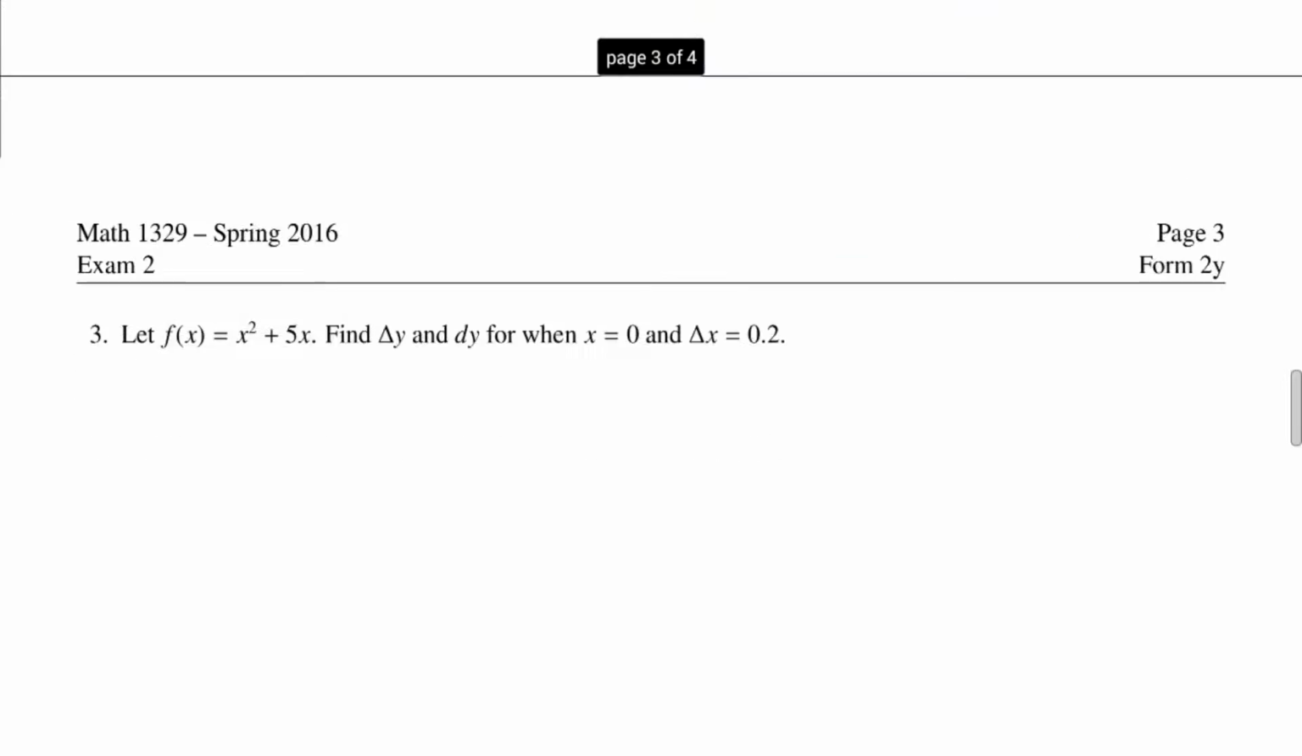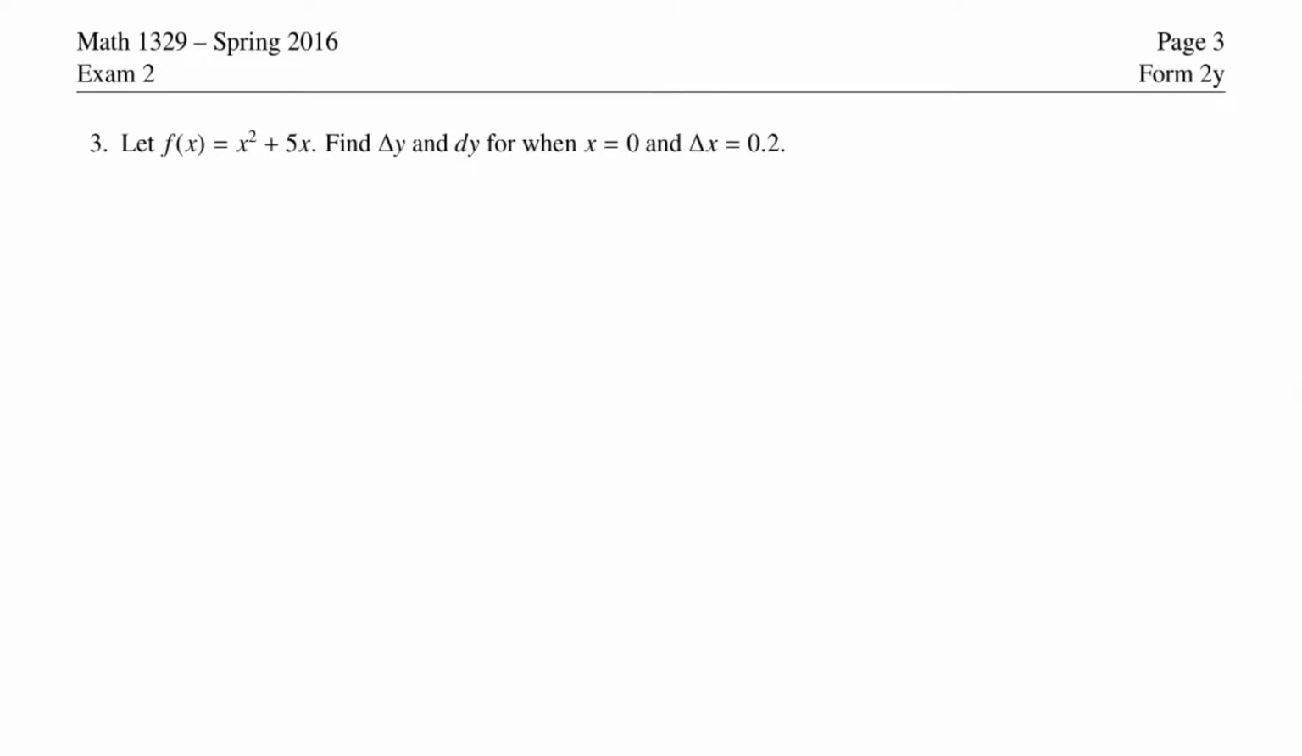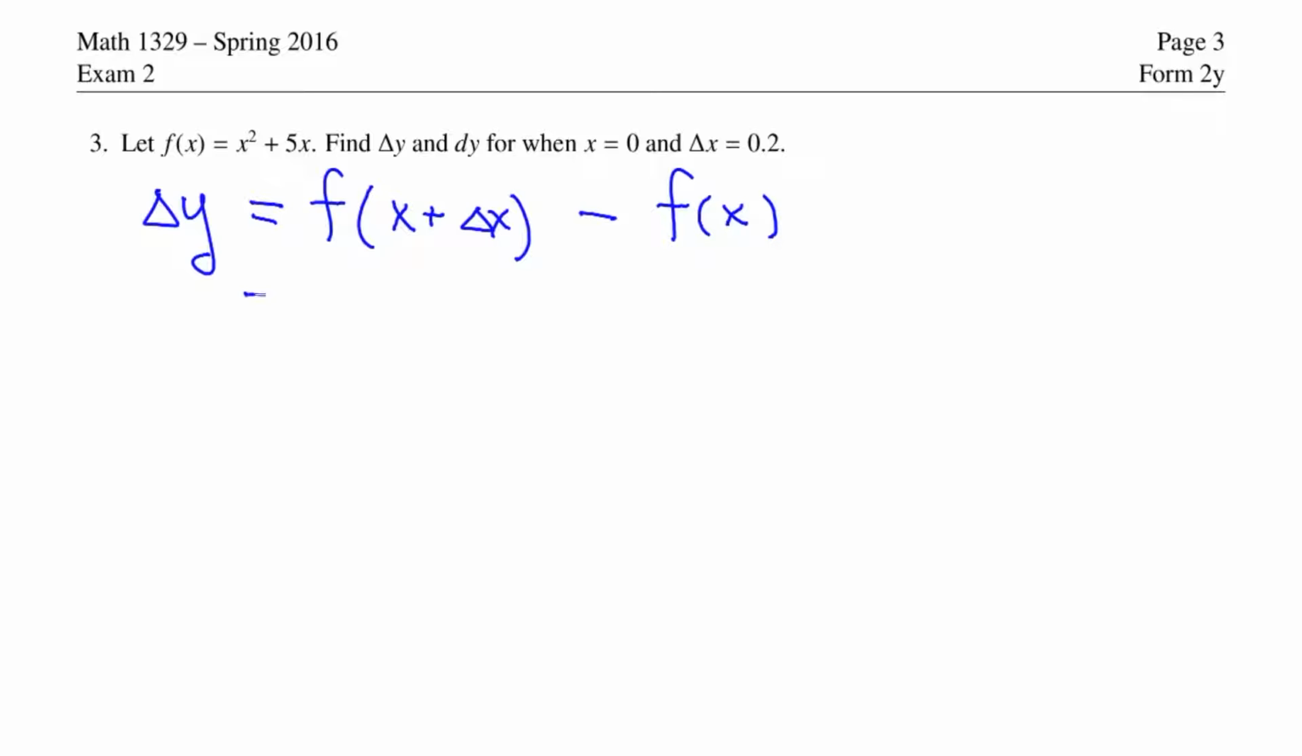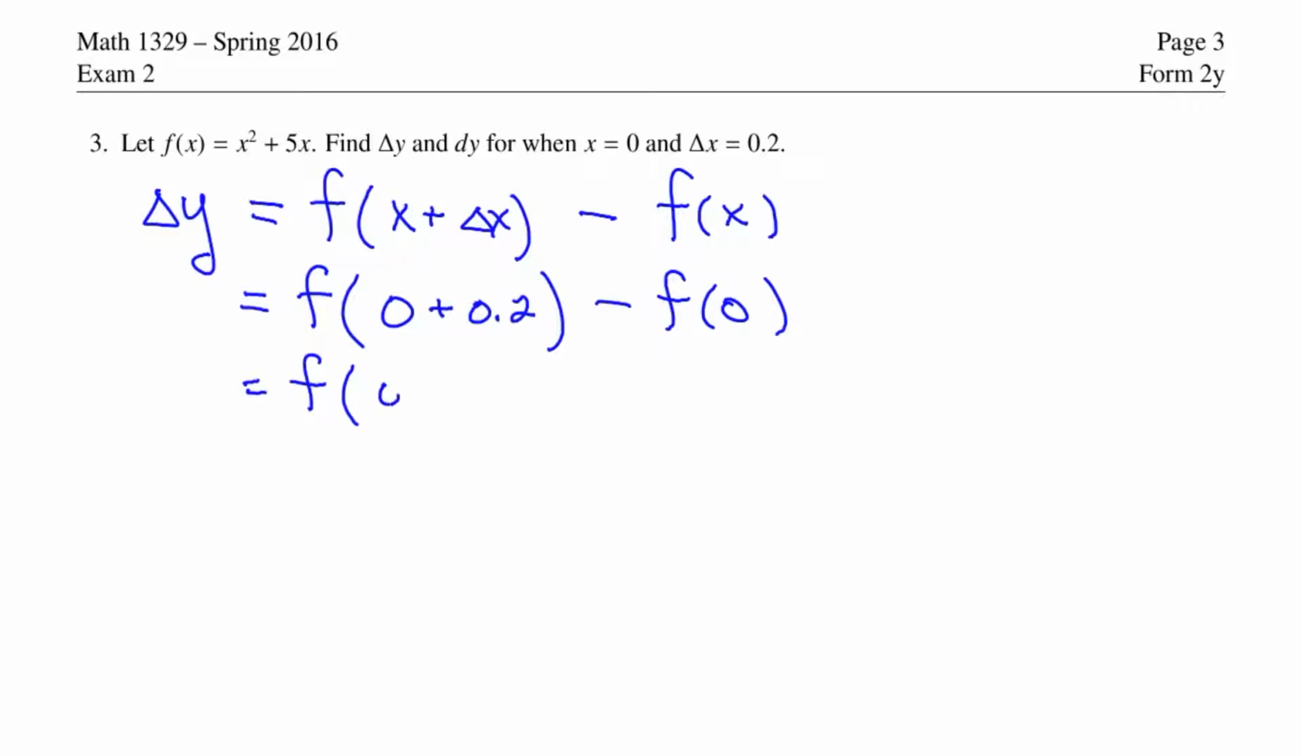Let's look at problem 3. Let f of x equal x squared plus 5x. Find delta y and dy for when x is equal to 0 and delta x is equal to 0.2. So let's recall the formula for delta y. That's f of x plus delta x minus f of x. And so let's do that one first. So x is 0, delta x is 0.2. X is 0 again. So this is f of 0.2 minus f of 0.